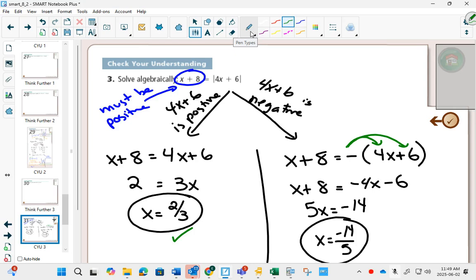I was a little nervous with the negative 14/5. But can you see that this is just a little bit less than negative 3? And if you added 8, would it still be positive? Whew. It's okay. So even though the answer is negative, because I had an x plus 8 on the other side, that is actually okay.